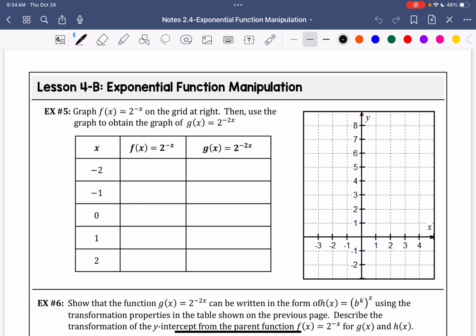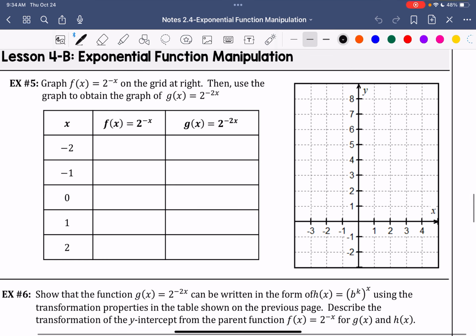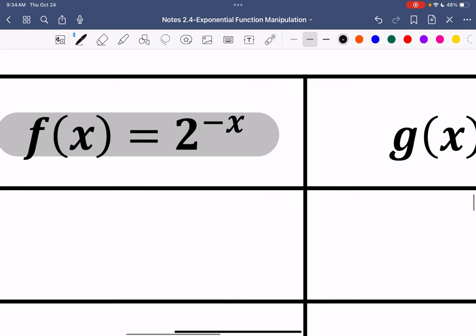It says to graph f of x equals 2 to the negative x on the grid to the right, and then use the graph to obtain g of x equals 2 to the negative 2x. So let's fill out the table first, and then we'll graph. For f of x, I'm going to do this one in black. We're going to get negative 2 and plug it in where that x is. But remember, you're only replacing the x, so that negative is going to stay there.